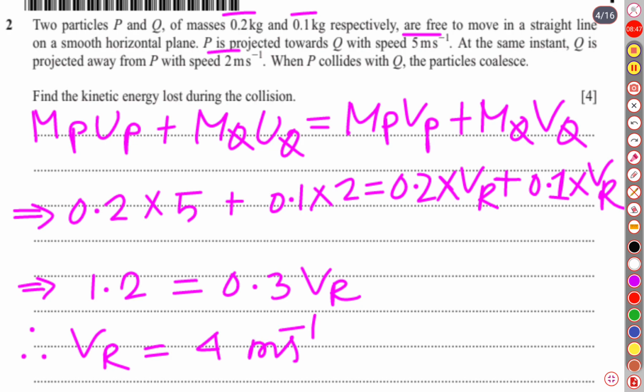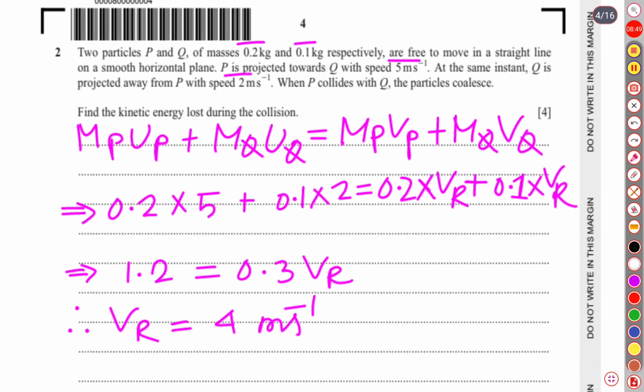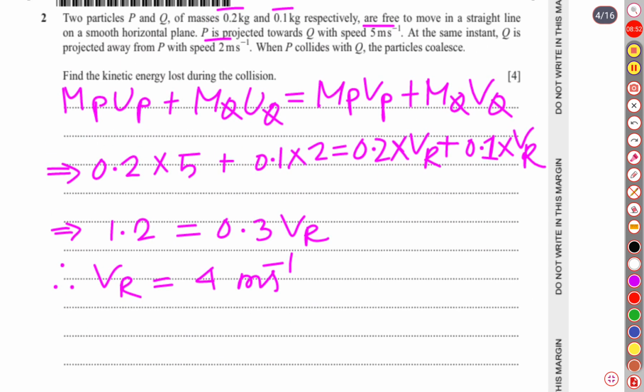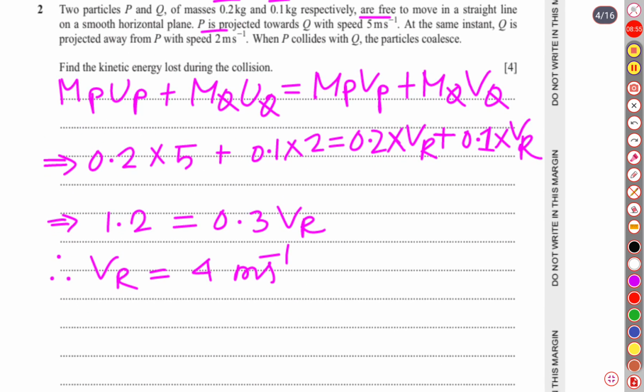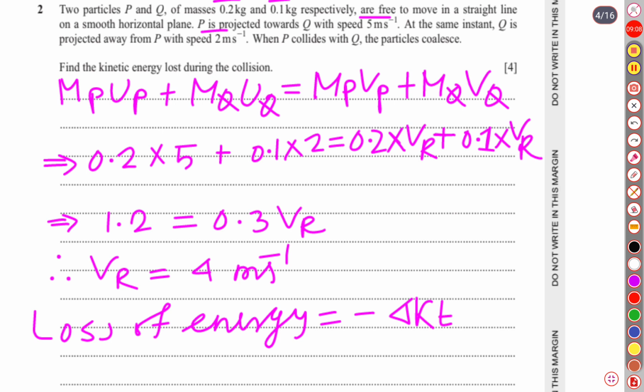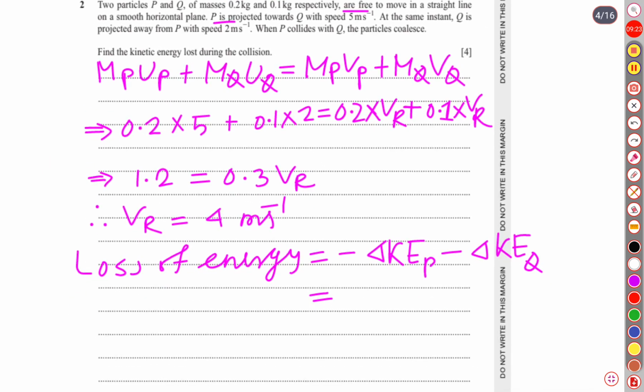So finally we are going to find the loss of energy. We know the formula for loss of energy: loss of energy is equal to negative change in kinetic energy of P minus change in kinetic energy of Q. The formula for change in kinetic energy is half of m v squared.